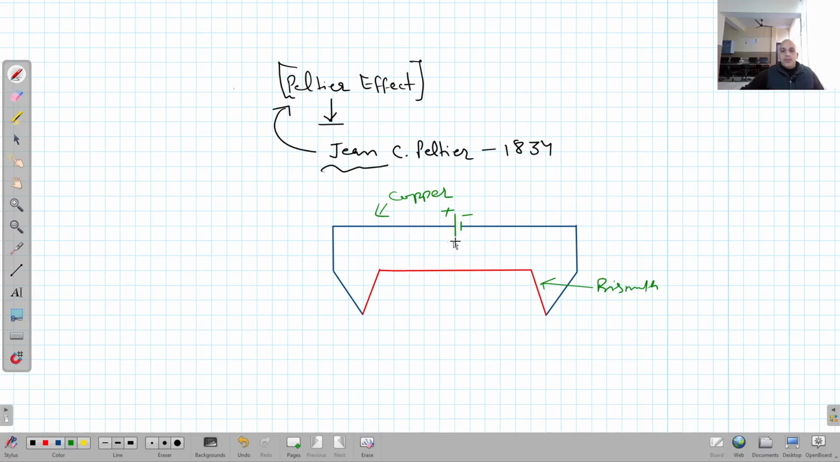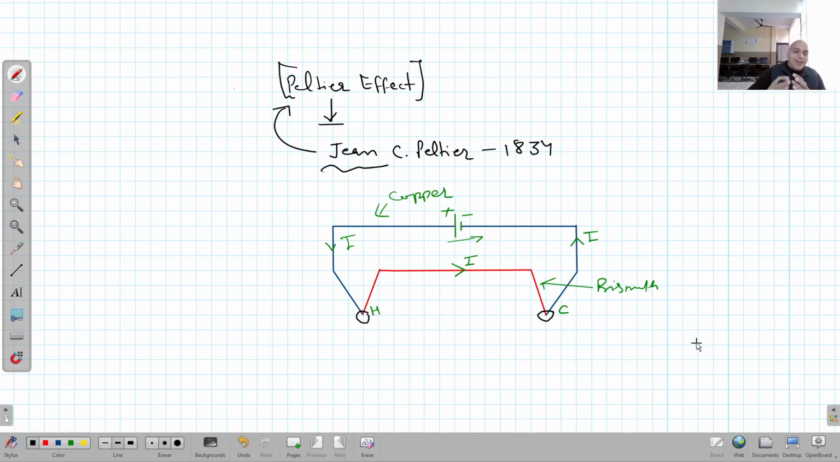We have applied a source of EMF in this circuit and we are allowing the current to flow here. Current I is flowing in this thermocouple in this direction. So what will be the result? The result will be at this junction we will get heating and at this junction we will get cooling. So this junction will become hot and this junction will become cold.